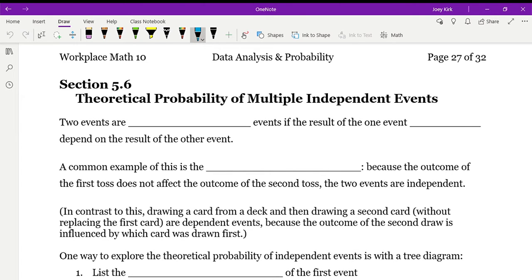Okay, so for this last section of Module 5, we're looking at theoretical probability of multiple independent events. So the key word here is independent, okay? And I would like you to remember that. Two events, like we talked about last time, like flipping heads or tails, are considered independent if the result of the one event does not depend on the result of the other event.